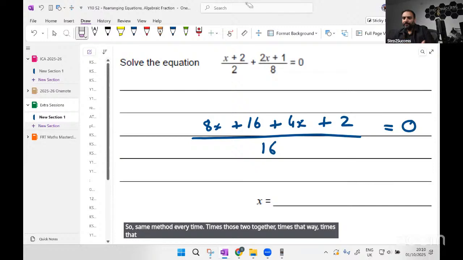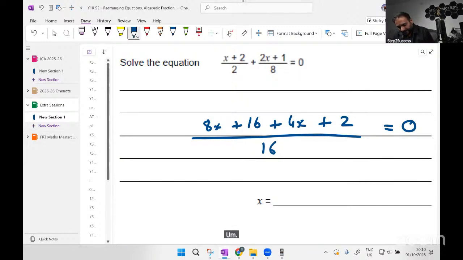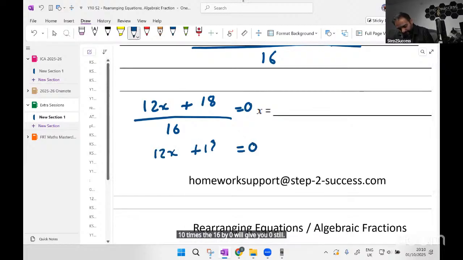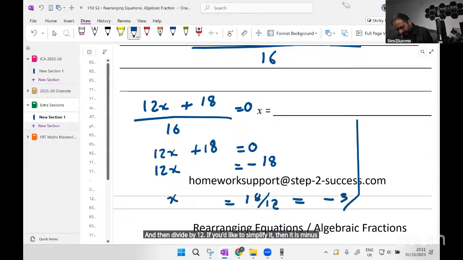And it creates one big fraction. And then simplify this fraction. 8x plus 4x is 12x. 16 add 2 is 18. Then times the 16 by 0. It'll give you 0 still. And then you should be able to finish that off. Take away 18. And then divide by 12. If you'd like to simplify it, then it is minus 3 over 2.